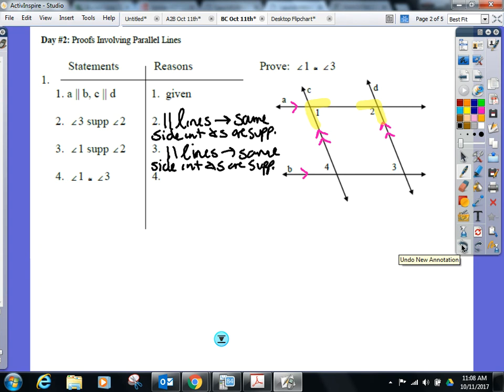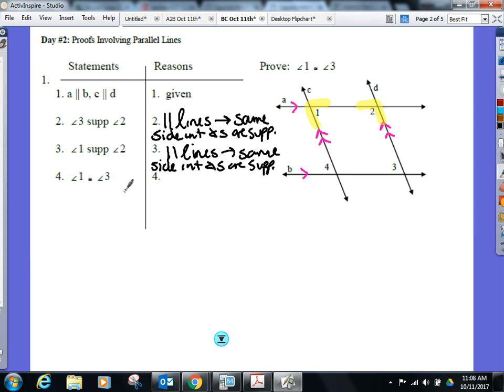Ready? Take a look, everybody. What's 3 supplementary to? 2. And what's 1 supplementary to? The same angle. Both of those are supplementary to the same angle, so they're congruent. And again, this was our Unit 2 theorem, which said supplements of the same angle are congruent. Whew, that's the last reason there. Had to use something from a previous unit.